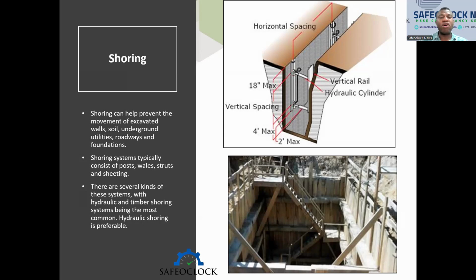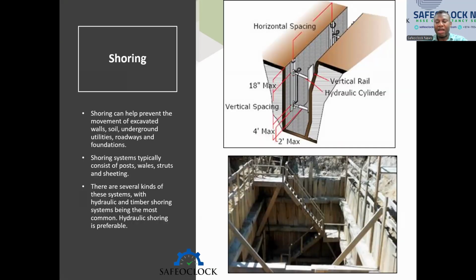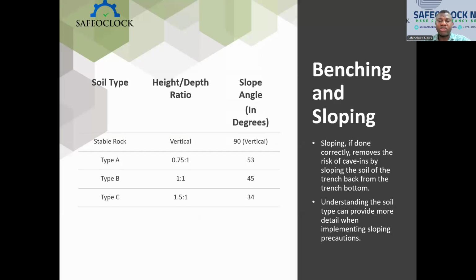Shoring consists of posts, walers, and there's sheeting also in a shoring system. Like the picture on the screen, shoring tends to ensure that the walls of that excavation are intact. They are not moved and they are not shaking. That is what shoring does, and it protects the people working inside the excavation. So another type of protective system is benching or sloping.